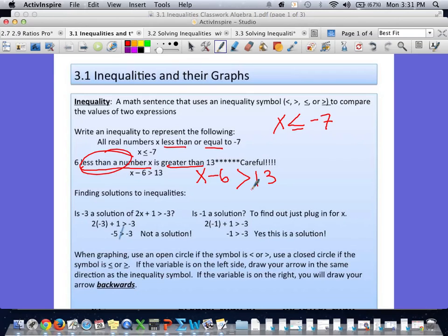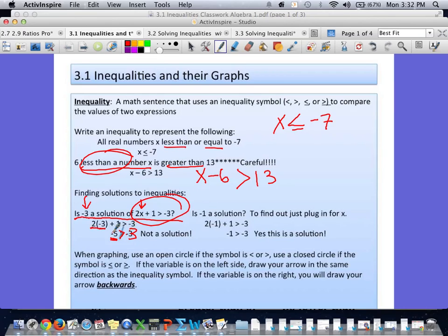Finding solutions to inequalities. This is very important that you be able to understand how to do this. And again, this is plugging in and making sense of what you've got. The question says, is -3 a solution of this inequality? So what they're asking you to do is plug in right there for x and put in -3. So you're going to say 2 times -3, and use the parentheses where you plug in, plus 1, is that greater than -3? Well, 2 times -3 is -6. -6 plus 1 makes -5.